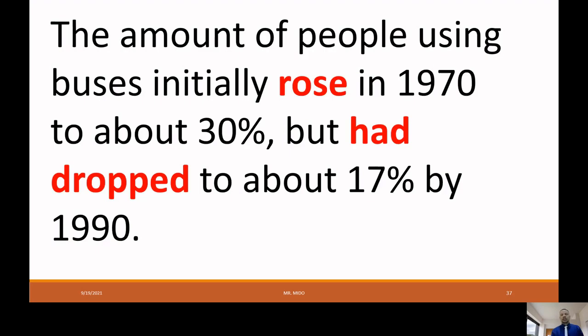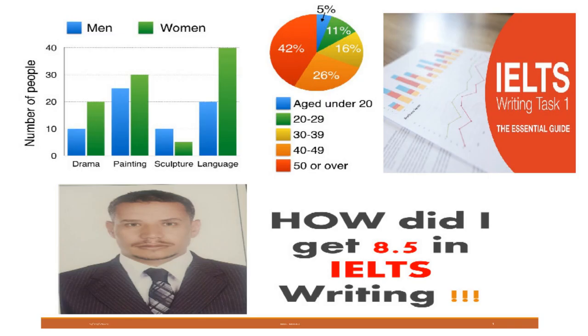We talk about buses. So the amount of people using buses initially, look at the adverb differences, rose in the past, not rise, in 1970 to about 30% from the graph facts, but had dropped to about 17% by 1990. Again, you can divide your chart into paragraphs about each one, and you can combine both with other differences, for example, to make a comparison. So a paragraph for the highest and a paragraph for the lowest, or in detail. It's up to you.